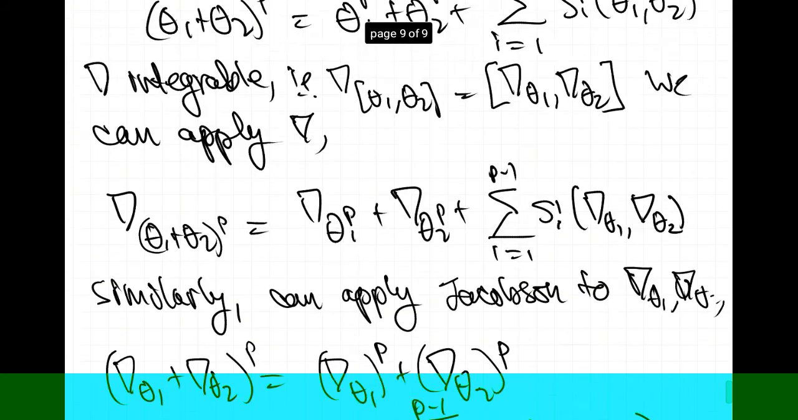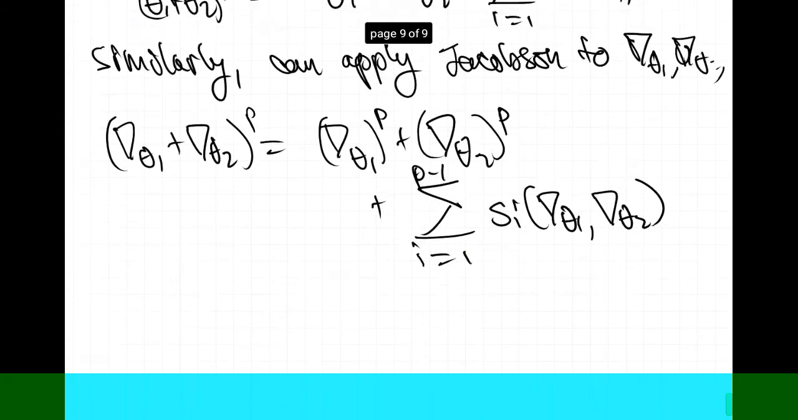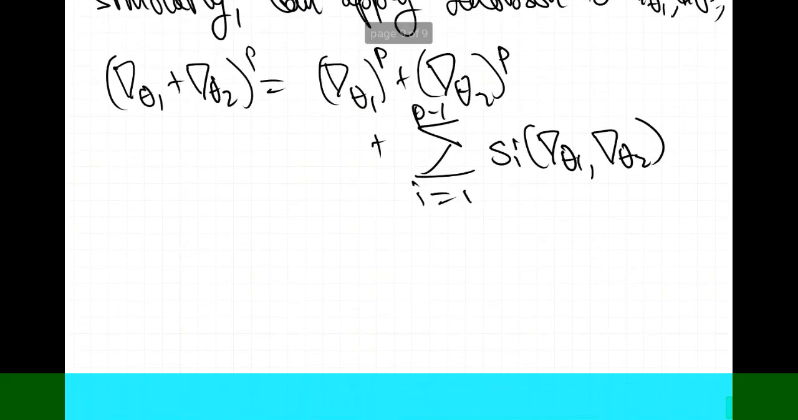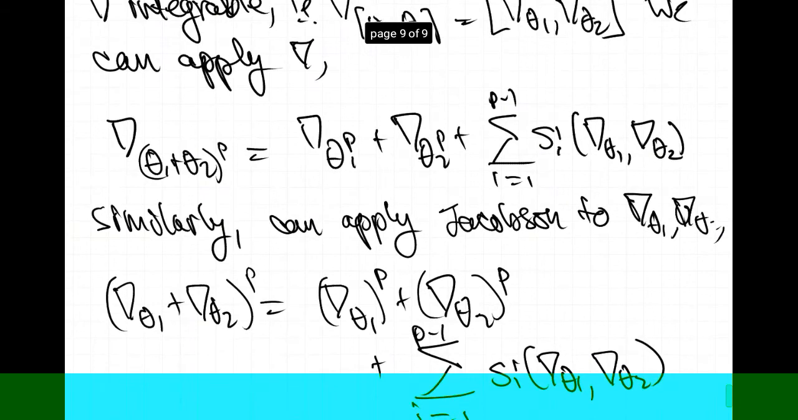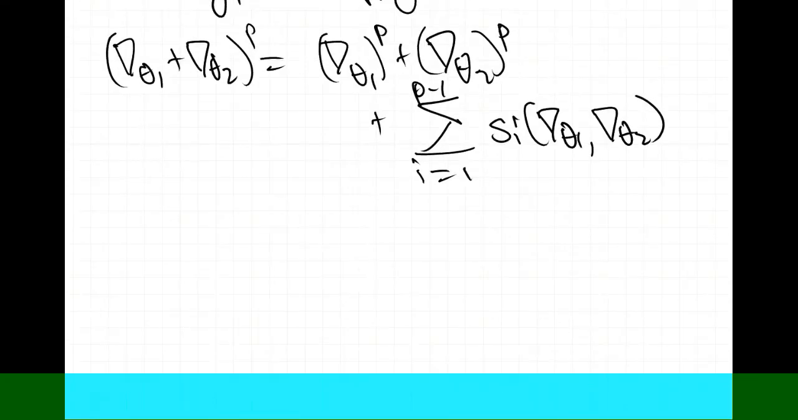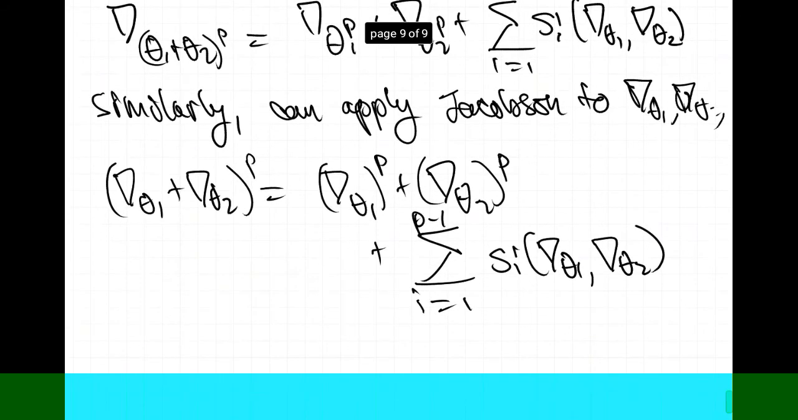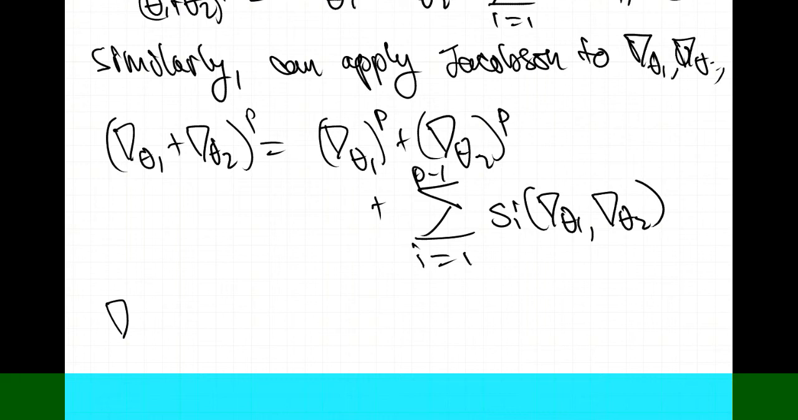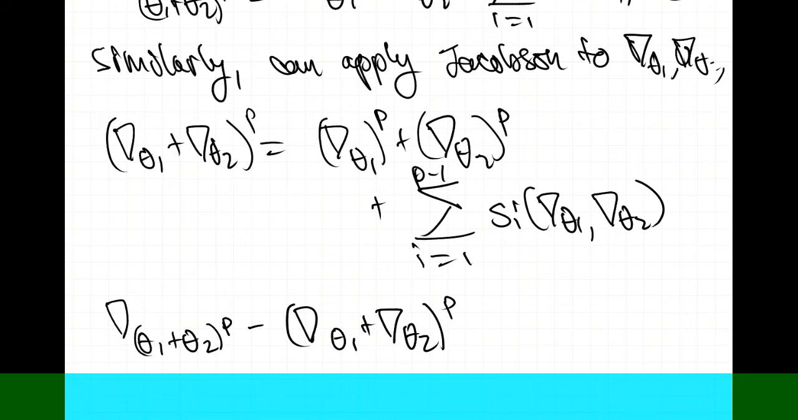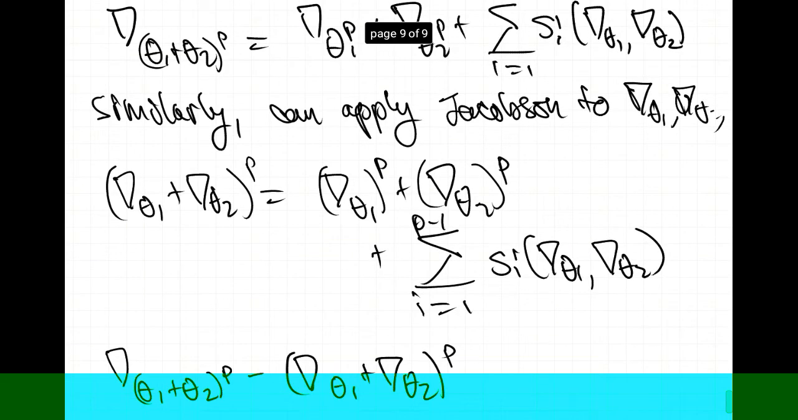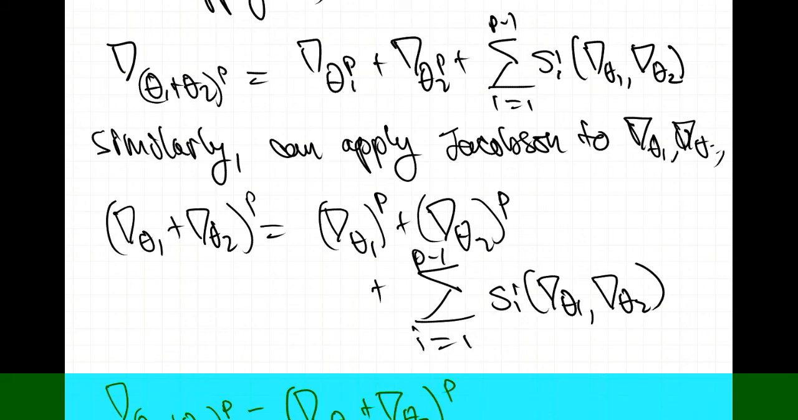Okay, and now we can subtract the two expressions. So what do we have? Minus. So this is equal to, well, now we can see that this one, we have this one here, and this is equal to this one here.